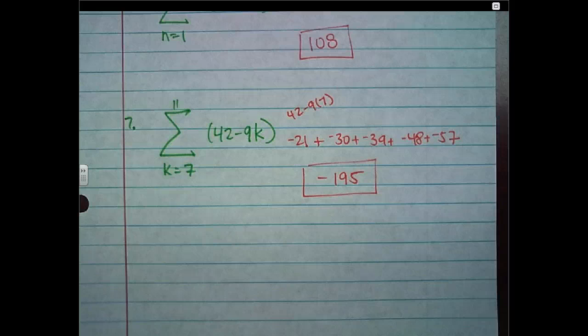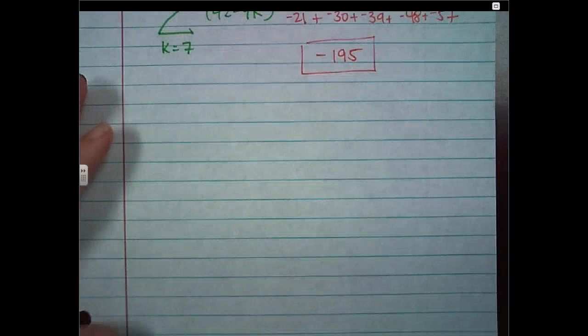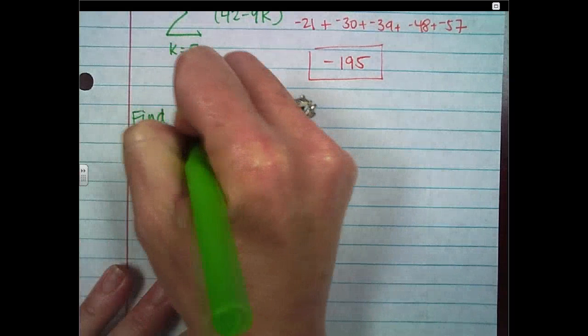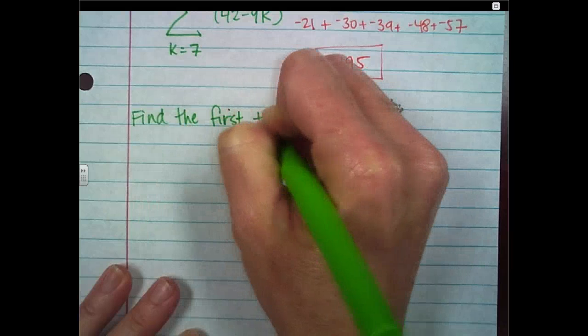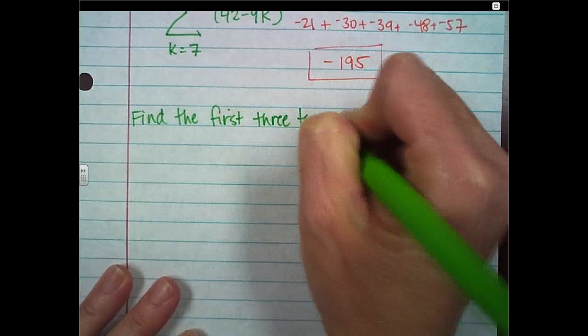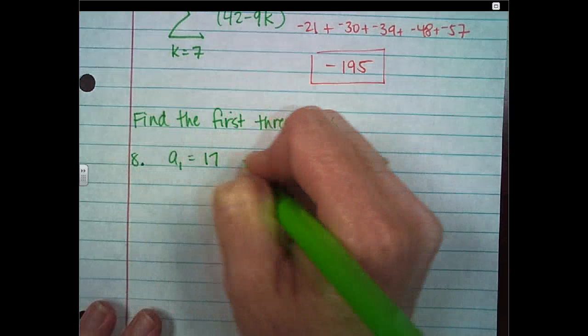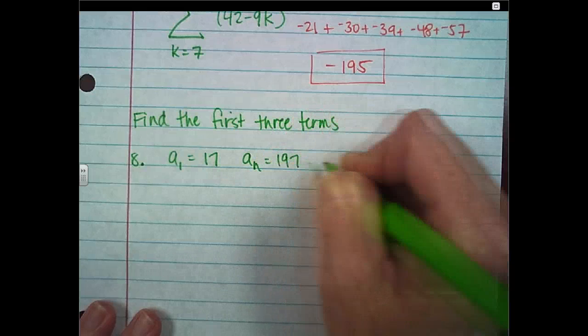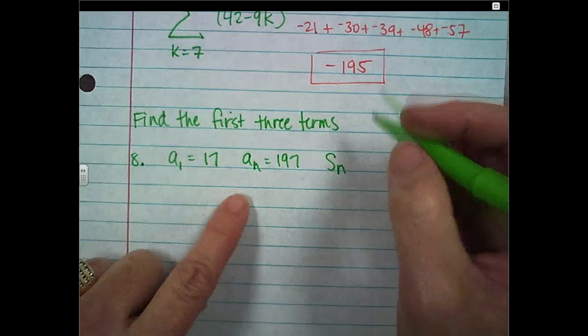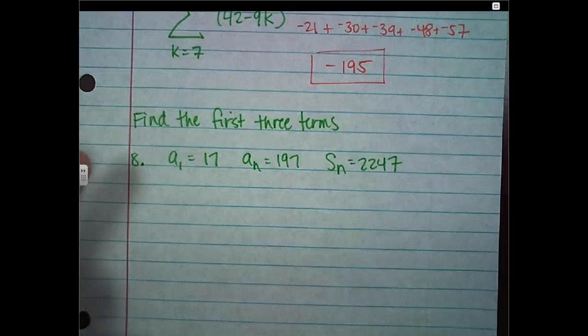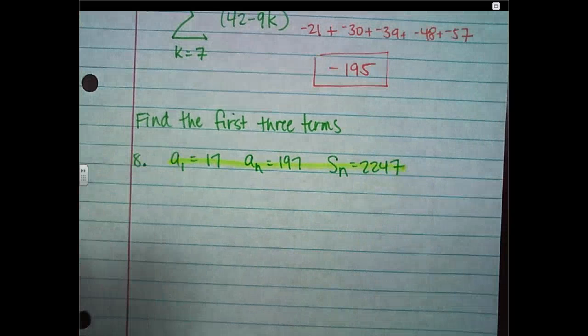It's another type. Okay, so let's change our directions. The directions are going to say find the first 3 terms. Find the first 3 terms, that's the directions. And here we go, I'm ready. A1 is 17, AN is 197, and the sum of those numbers is 2247. Okay. I want to find the first 3 terms.